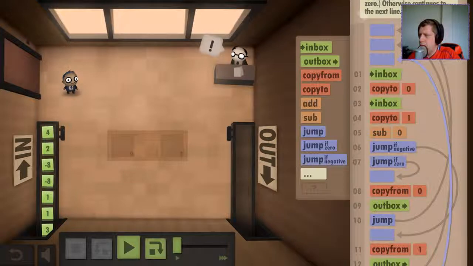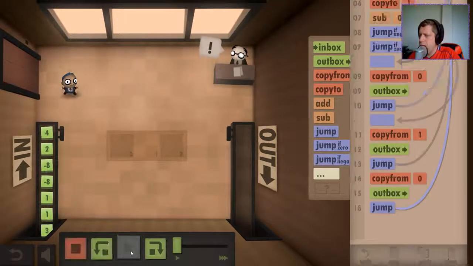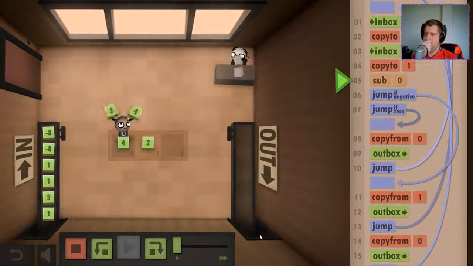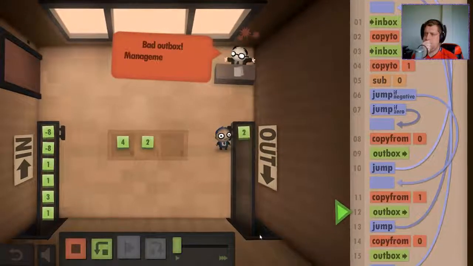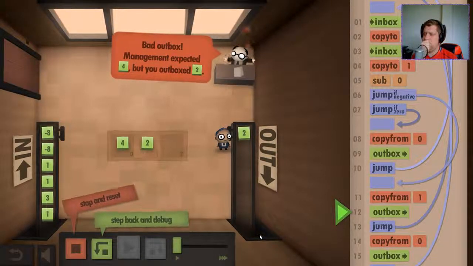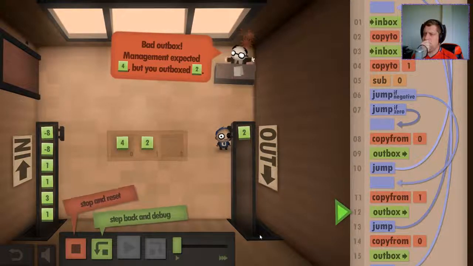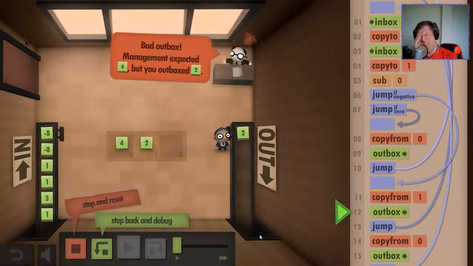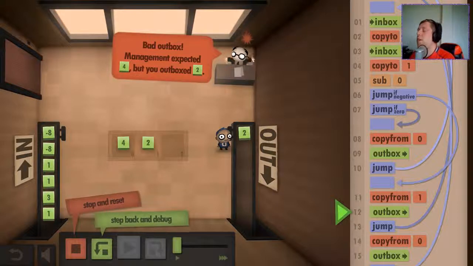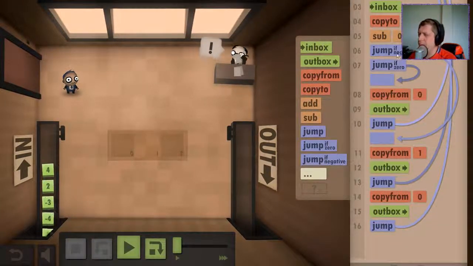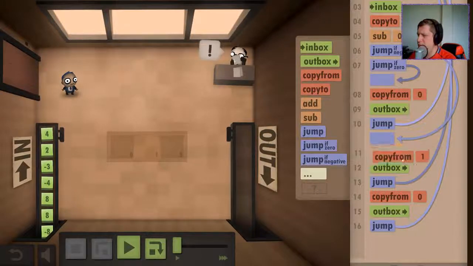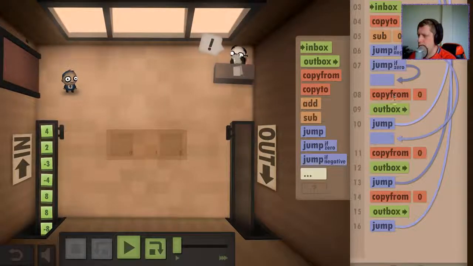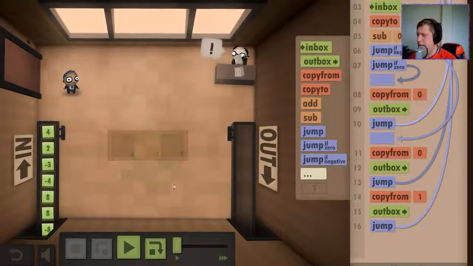Move it to the outbox. Jump back again. Let's see what happens. Oh, if it's negative, it's going to be the higher number because it's, yeah. Right, okay, so if it's negative, we're going to want to copy from zero. Then copy that from one. All right, let's try this.